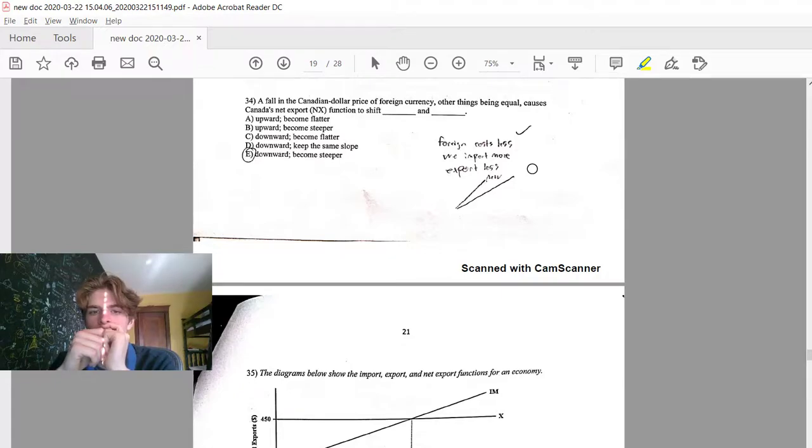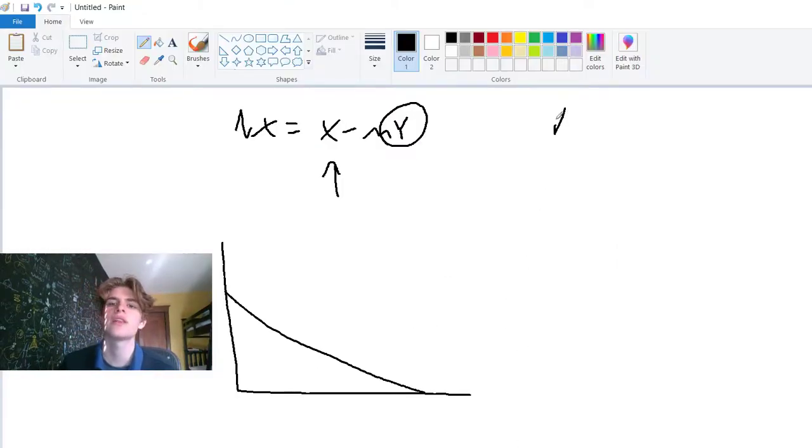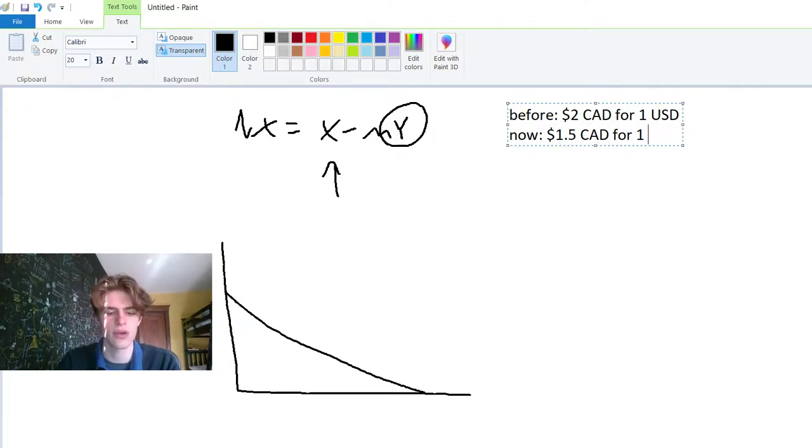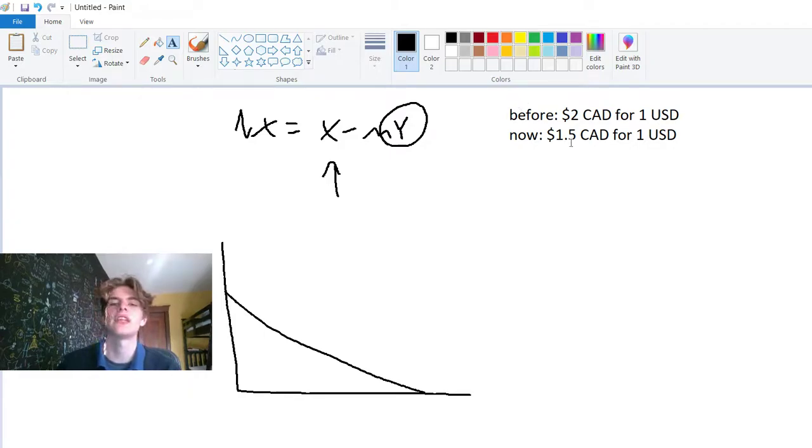So that means that, okay, writing it out, let's say before it costs $2 CAD for 1 USD, and now costs 1.5 CAD for 1 USD. So, what does that mean? It's good for us. It's bad for the US. It's bad for the US because before their $1 was worth $2 here, and now it's only worth 1.5. So we're going to export less. We mostly export to the US. So we're going to export less. So that's going to shift it down. That's going to be a parallel shift.